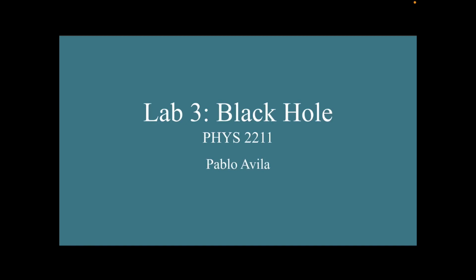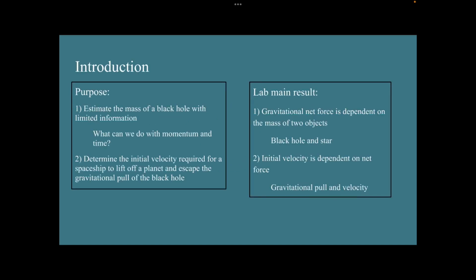Lab 3 Black Hole. The purpose of the video today is to estimate the mass of a black hole with the limited information we are provided, which includes momentum and time. Next, using the estimated value of the black hole mass, we want to determine the initial velocity required for a spaceship to successfully lift off a planet and escape the gravitational pull of the black hole.